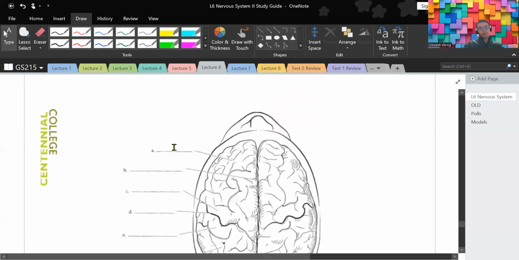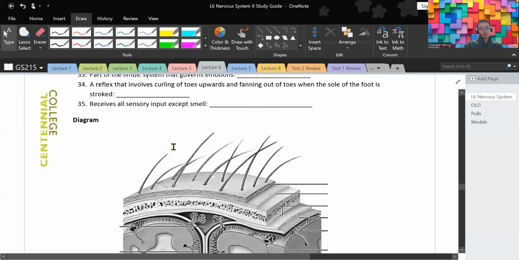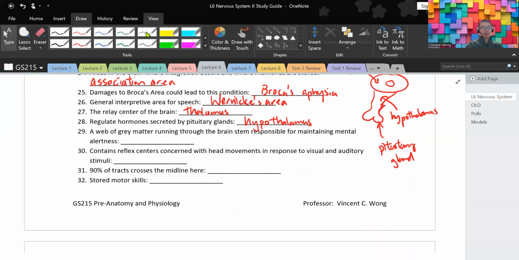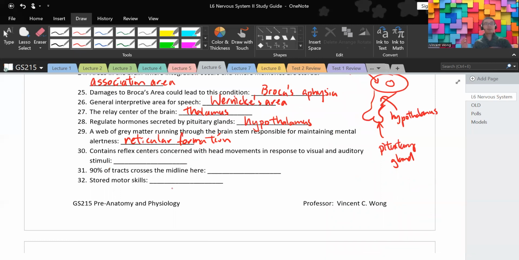Okay. All right, let's go back to here. Just a couple more. A web of gray matter running through the brainstem responsible for maintaining mental alertness. That is the reticular formation. It keeps you conscious. Even when you're sleeping, the reticular formation is working in the background.